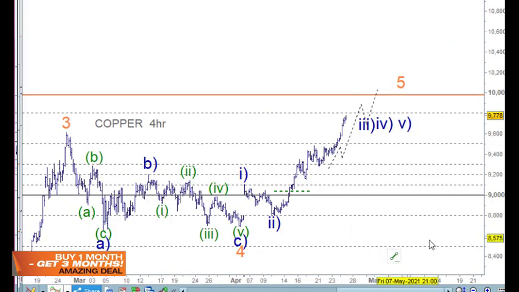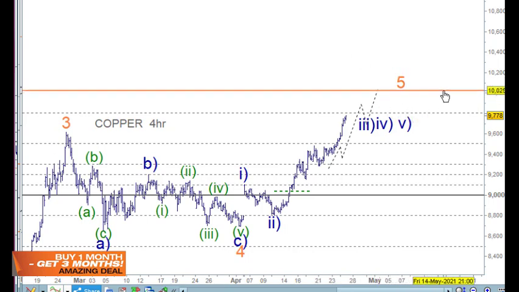The next one is copper. So copper's moving along nicely. As I mentioned before, we had wave 3 here with an A and a B and a C. This was all corrective, so that means it would be taking out this top here. And of course, number 1 up here, in this case 10,000, 1 is the strongest number in the market. So we're likely to see a dance across here.